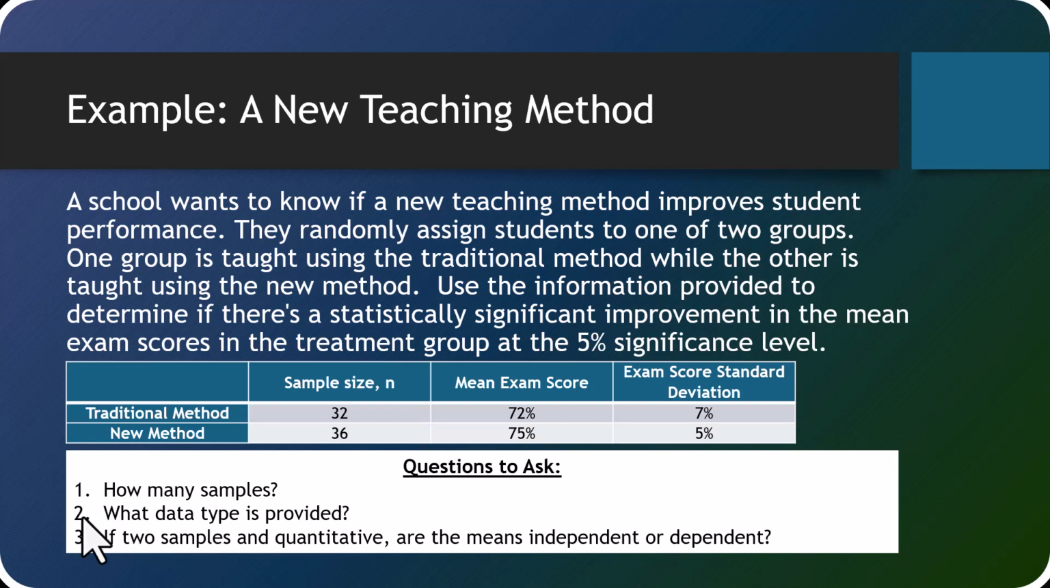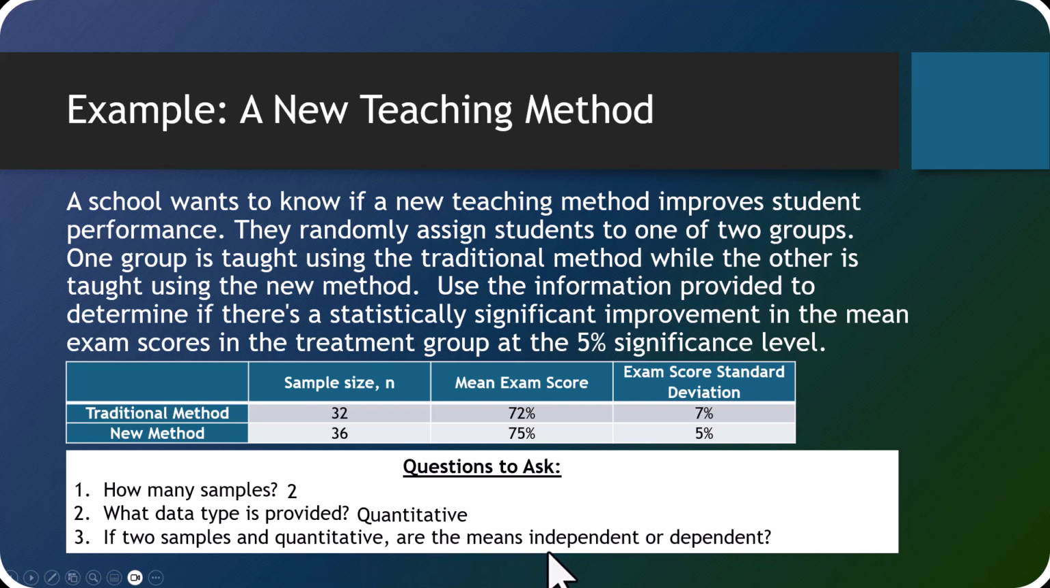First of all, how many samples are we working with? Well, as you can see, we have two groups of students, or two samples. And then what type of data are we working with? Well, here is our summary of the data. You can see that it is quantitative data because you have a mean and a standard deviation, and your exam score again is quantitative. So we do have two samples and we do have quantitative data.